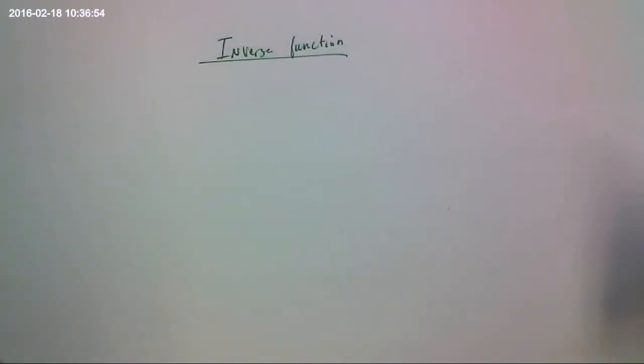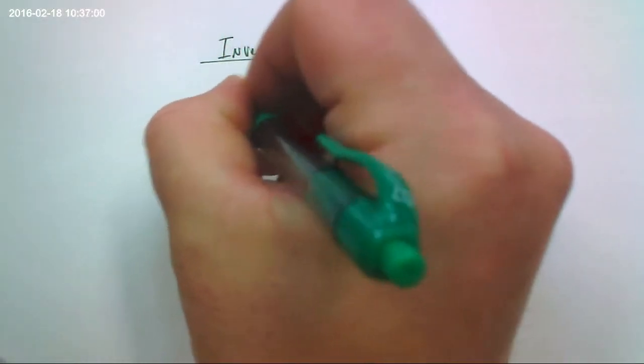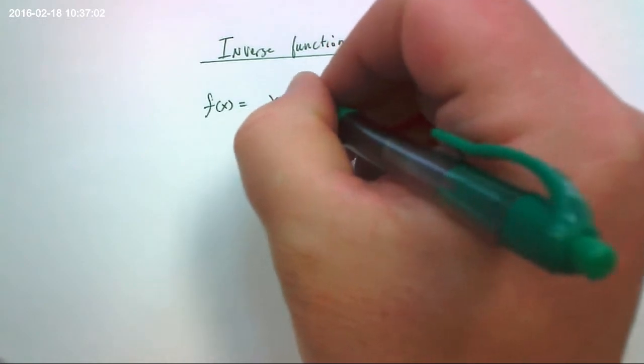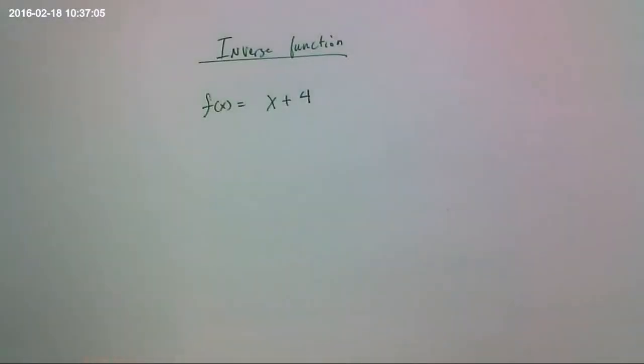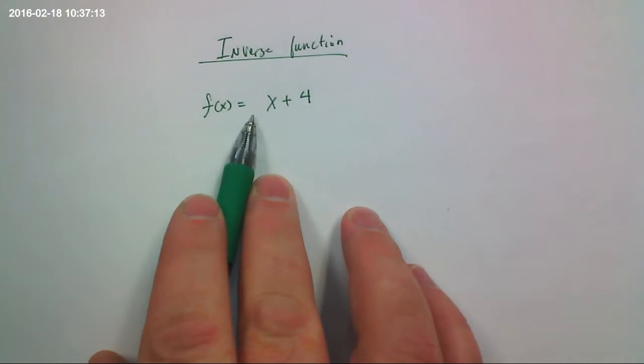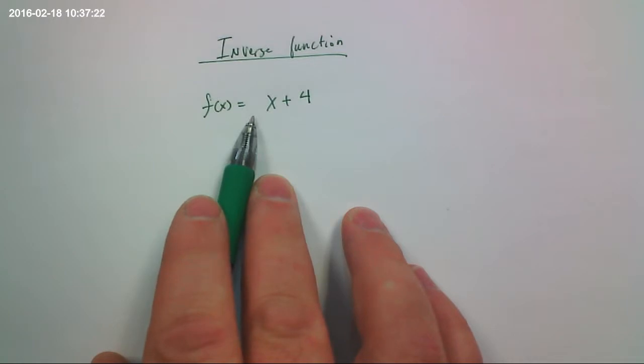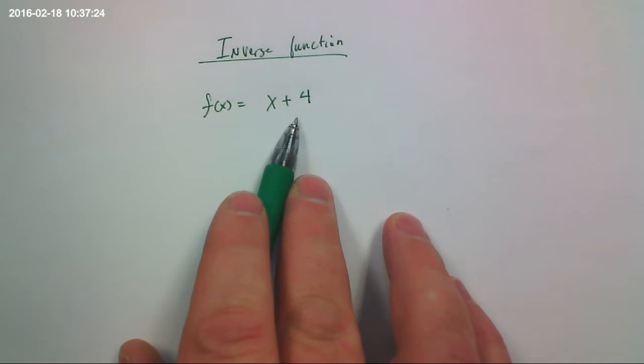Inverse means opposite, correct? Means backwards, like everything's undone. So, if I had a function like this, x plus 4, what would be the opposite? Like what's the operation this function does? Let's talk about that first. What's the operation, Emily, that this function does to x? Doesn't it just add 4 to it?